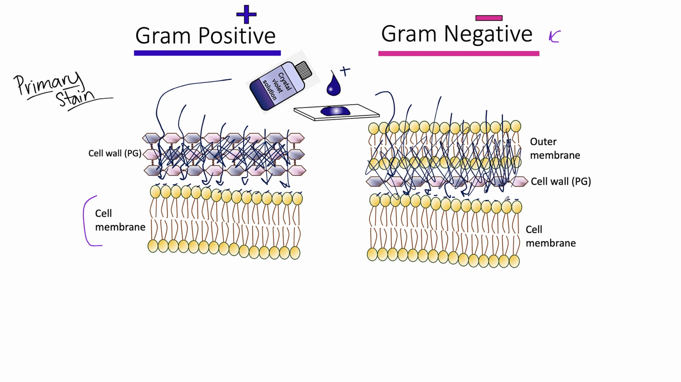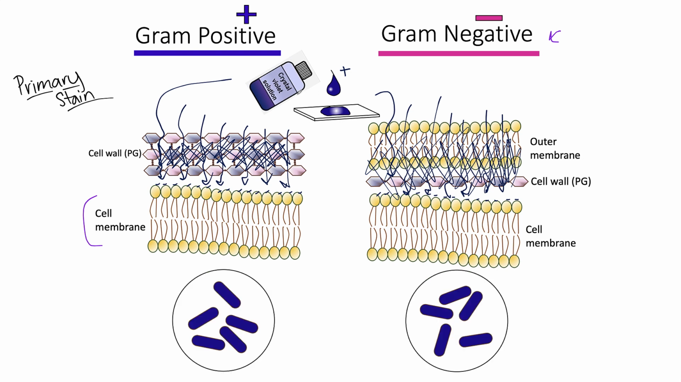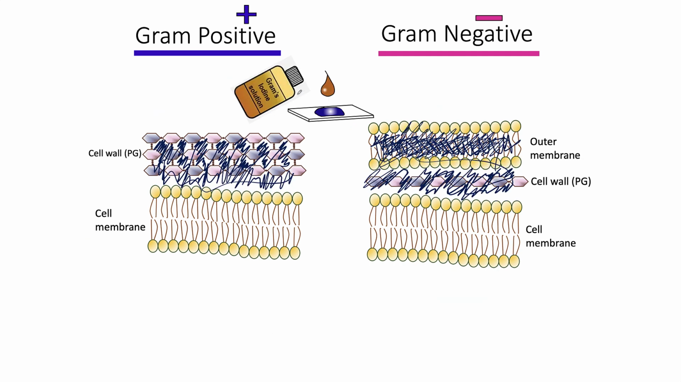Now you wouldn't do this because you're not done yet, but if you were to look at the cells at this point under the microscope, they would both be purple. There's no differences yet. Okay, the next step is the mordant.